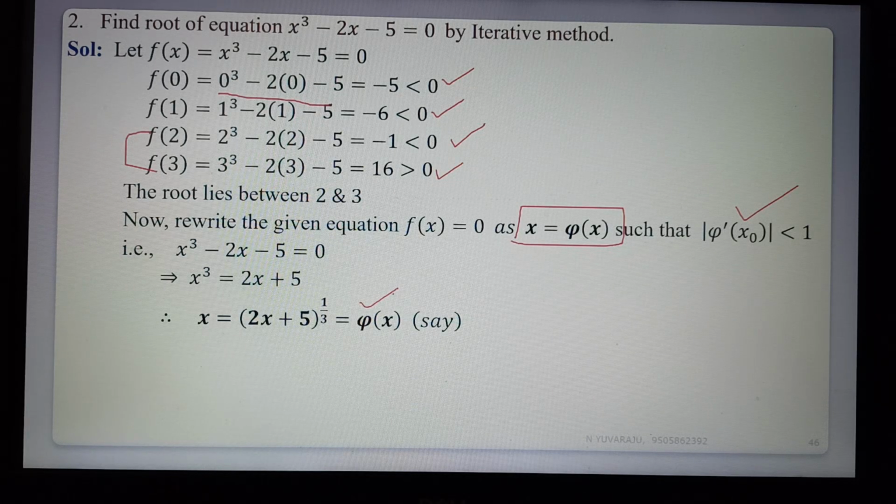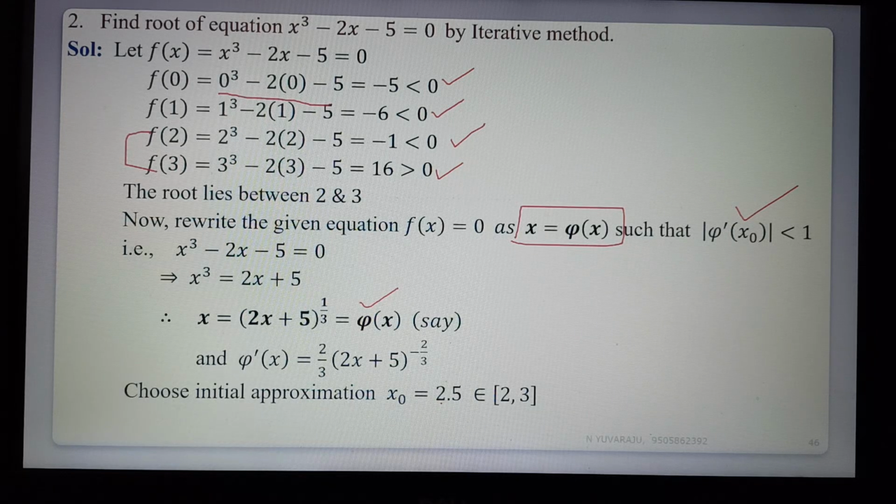Is it correct or not? Verification. Phi dash of x is equal to differentiation: 1 by 3, then the derivative of 2x plus 5 is 2, so 2 by 3 into (2x plus 5) power minus 2 by 3. Now we can choose any value between 2 and 3 as the initial value. Here we choose 2.5, but it is not fixed, it is our choice, and it must satisfy the condition that mod of phi dash of x is less than 1.